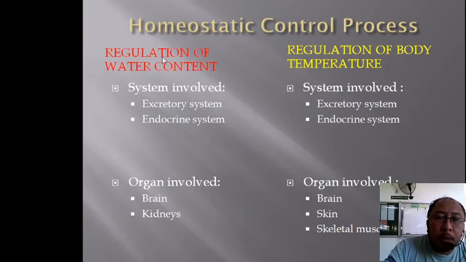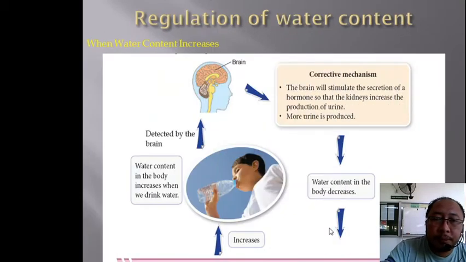So we look into the homeostatic control process, regulation of water content. What are the systems involved? Excretory system, endocrine system. The organs involved are brain and kidneys. For regulation of body temperature, the systems involved are excretory system, endocrine system. And the organs involved are brain, skin, and skeletal muscle.